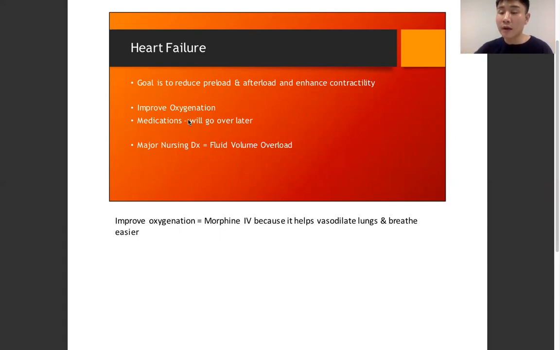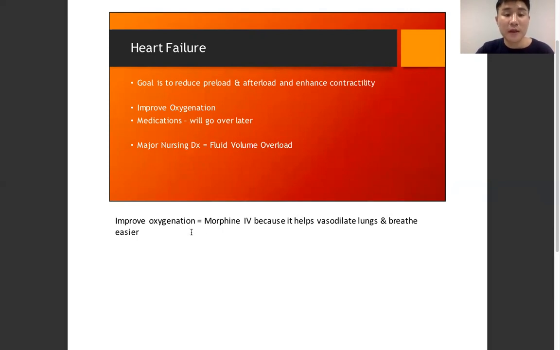And afterload is the resistance. Resistance is, like I mentioned earlier, the pressure that the heart has to pump against in order to get the blood out to the rest of the body. We don't want the resistance too high, because if the resistance is too high, the heart has to pump so much harder against the resistance in order to get the blood out to the body. So that's why we want to reduce preload and afterload in order to prevent heart failure.